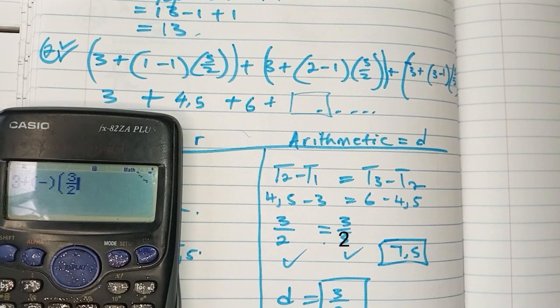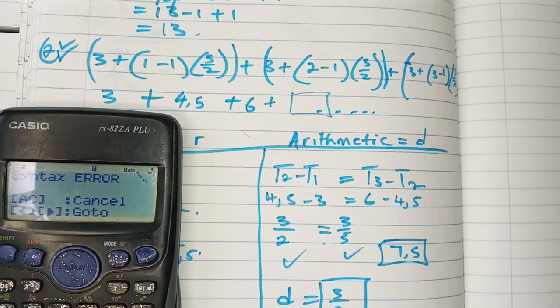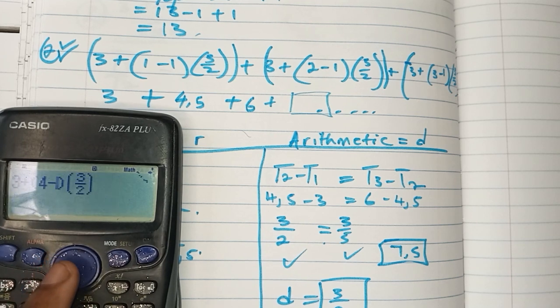Now we are going to type in term number 4. What? Oh, 4 minus 1.